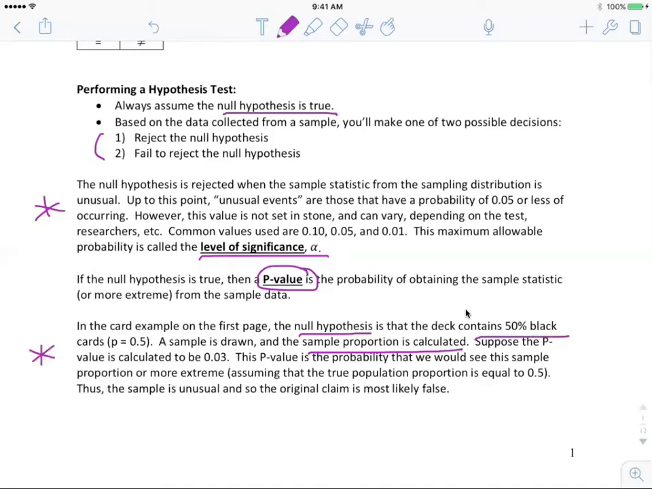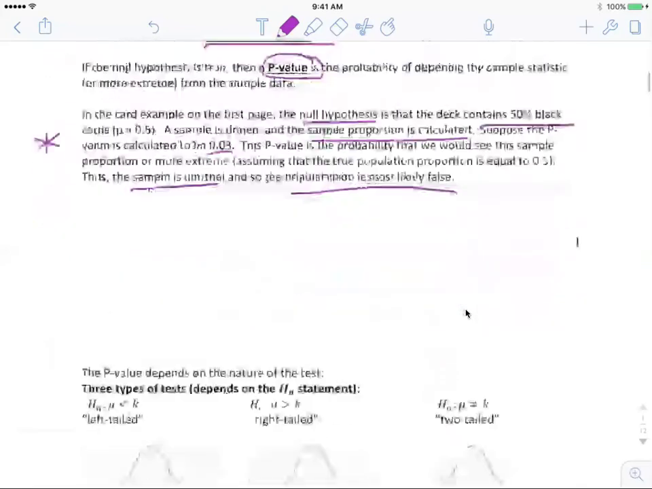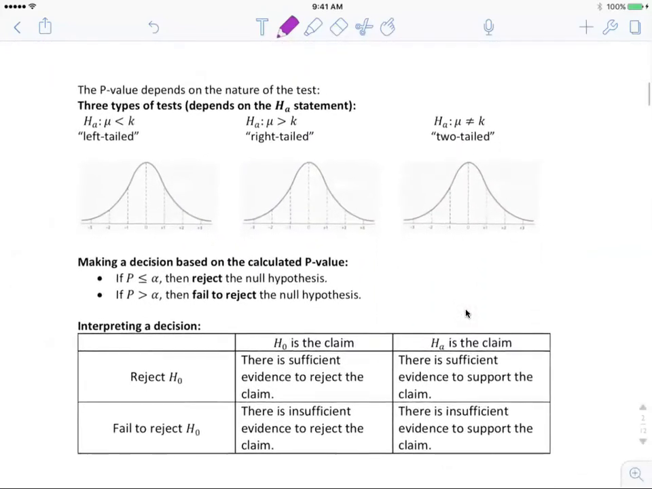Suppose the p-value is calculated to be 0.03 or 3%. What that means is we have a 3% chance of seeing this sample occur if that null hypothesis, that original claim, is true. So because that's so low, that sample is really unusual, which most likely means that original claim was false. There probably wasn't 50% black cards in the deck. So that's the logic of this.